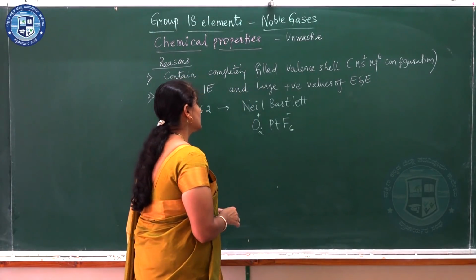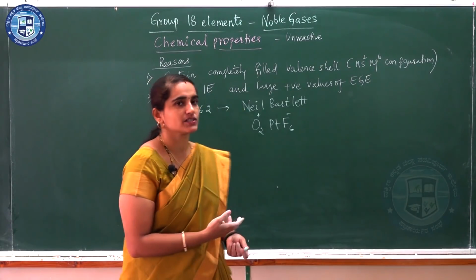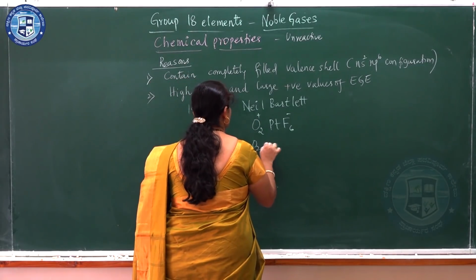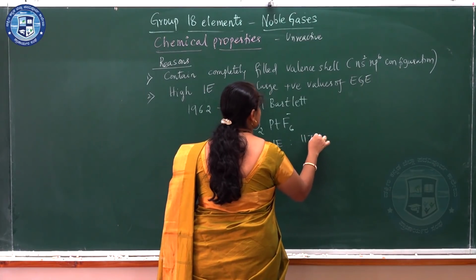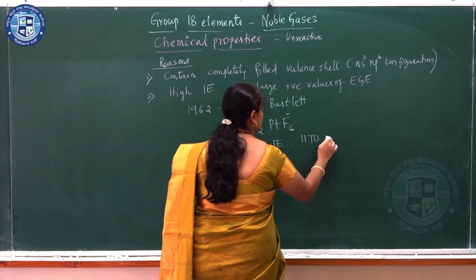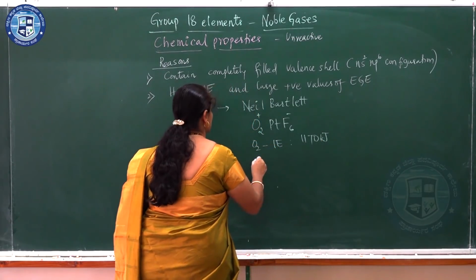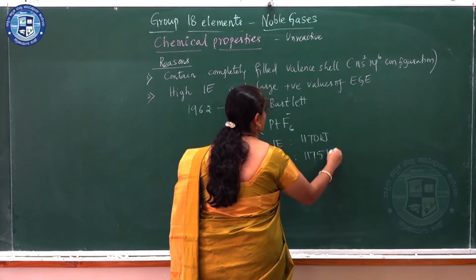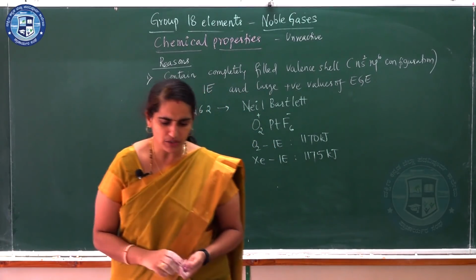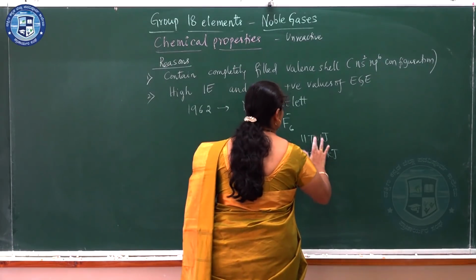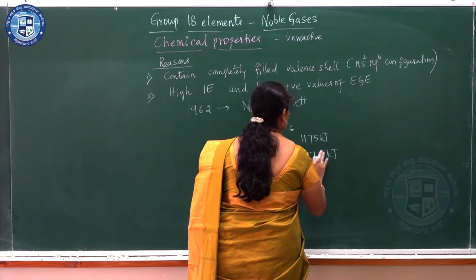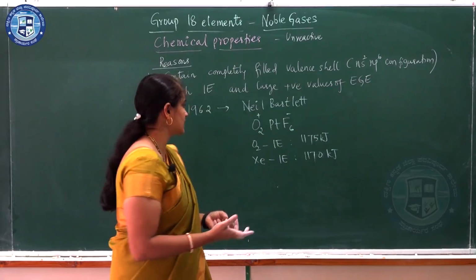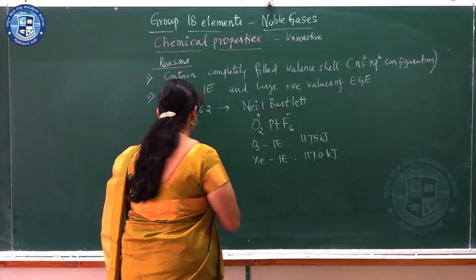So what he did was compare the ionization energies of molecular oxygen with xenon. Oxygen has an ionization energy of 1175 kilojoules per mole, and xenon has an ionization energy of 1170 kilojoules per mole. There is only a small energy difference.